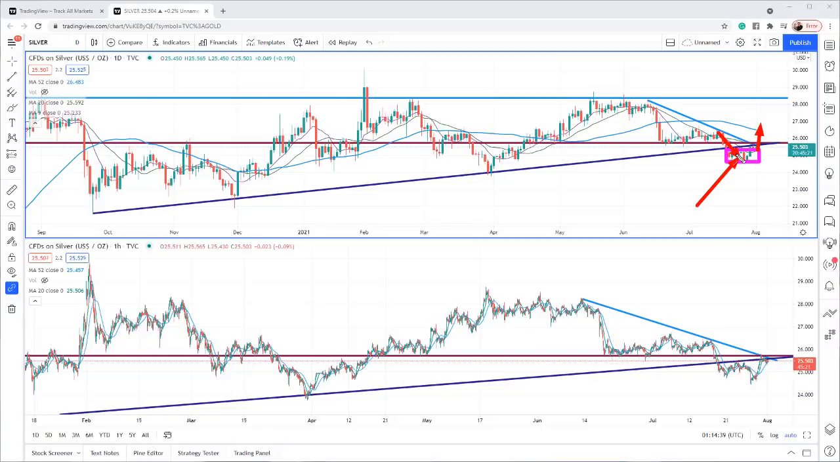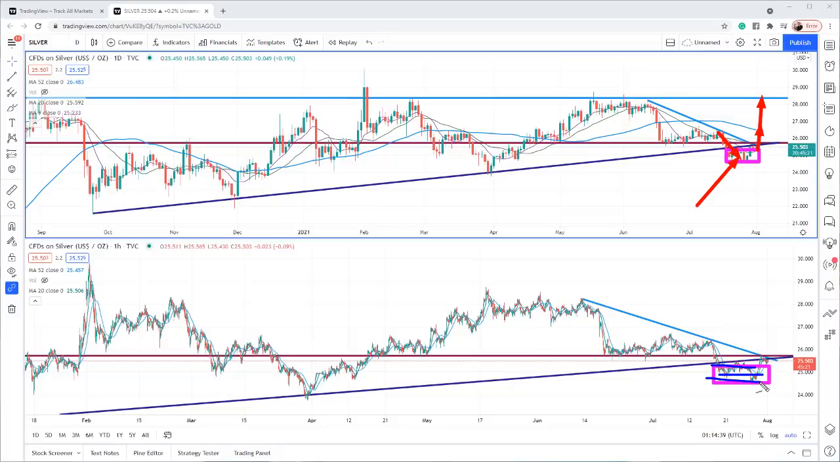But you can see how we pulled back here. If we get a reversal back up, we could start to make a nice move back up towards the 28 level on silver. So that means this whole thing here is just that little false breakdown to get people short. And what they do is they get below the support levels.